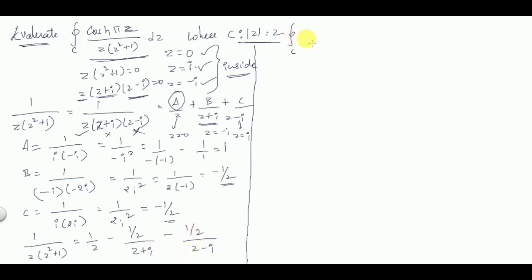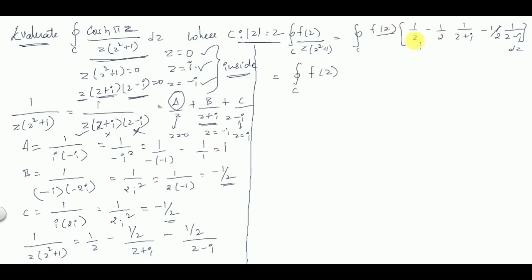So the integral over C of f(z), where I am taking cosh(πz) as f(z), divided by z(z² + 1), can be written as the integral over C of f(z) into 1/z minus 1/2 into 1/(z + i) minus 1/2 into 1/(z − i) dz. So, separating into three parts.